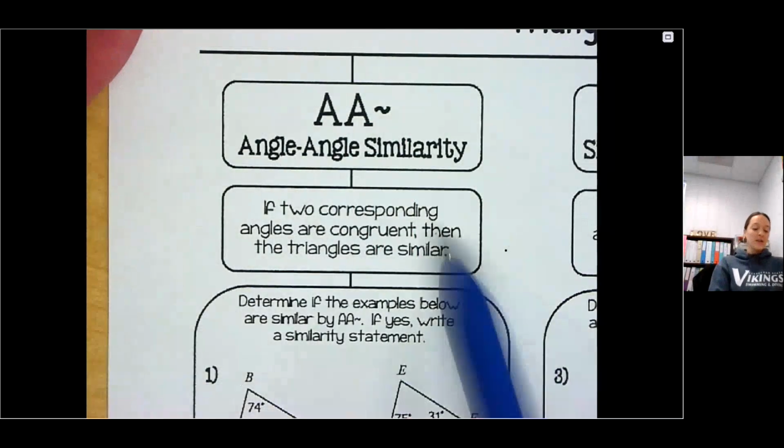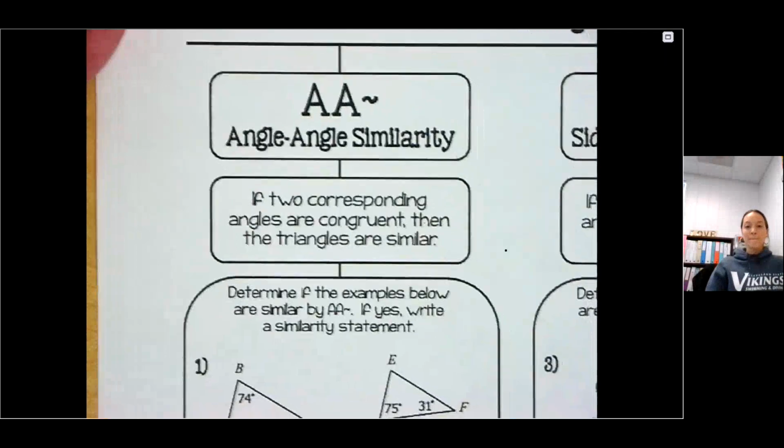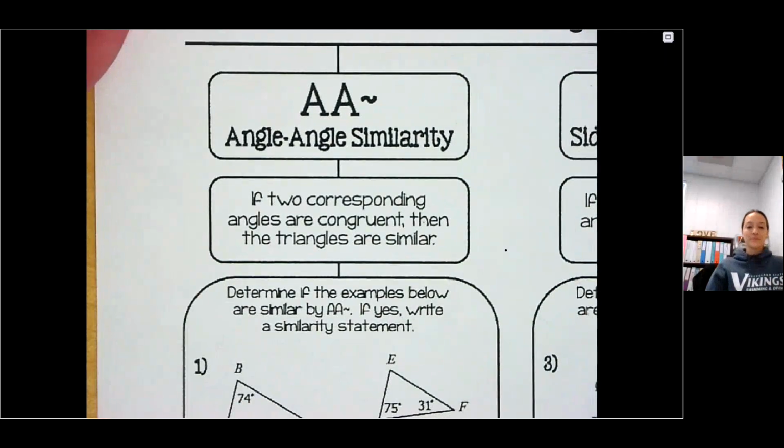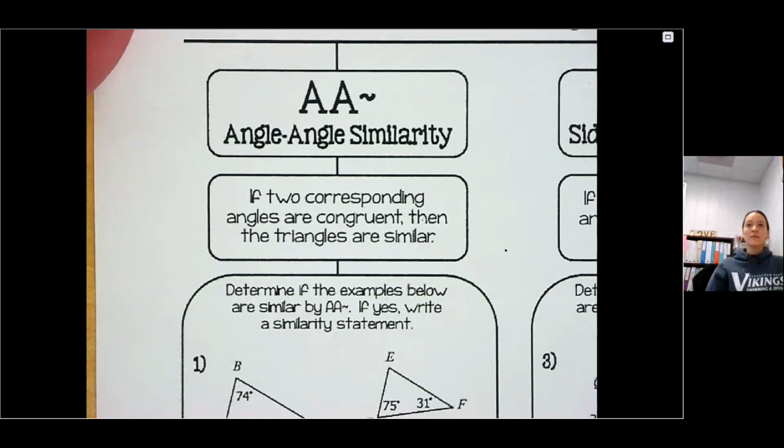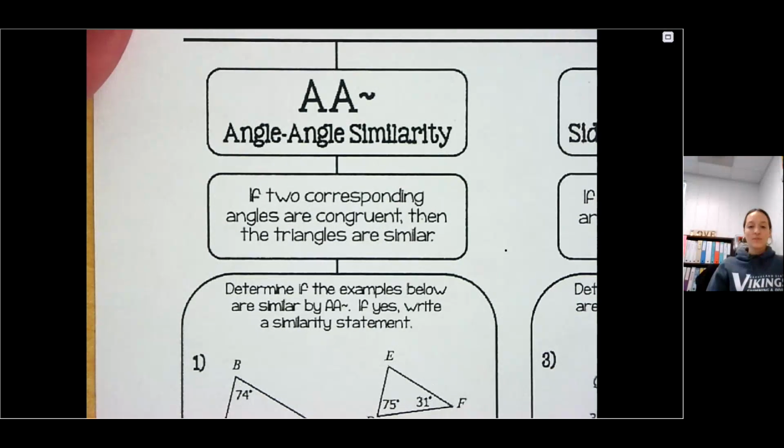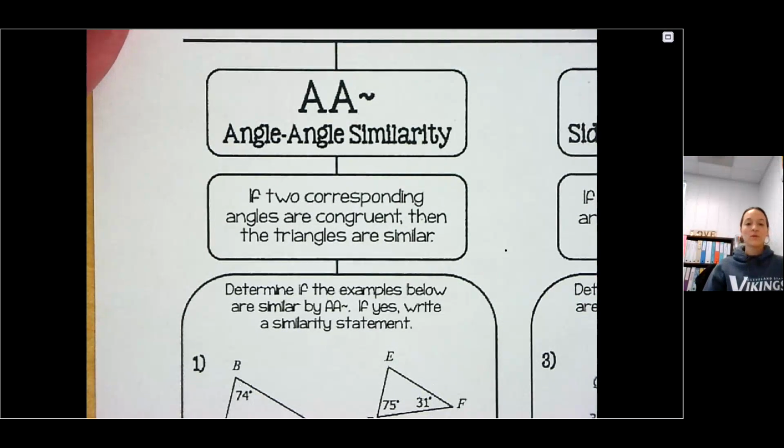Can I have somebody read our little paragraph here? Oh, Jordan, go for it. If 2 corresponding angles are congruent, then the triangles are similar. Thank you. So 2 corresponding angles are congruent.